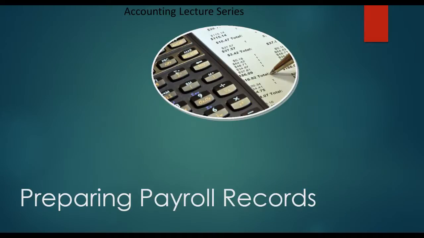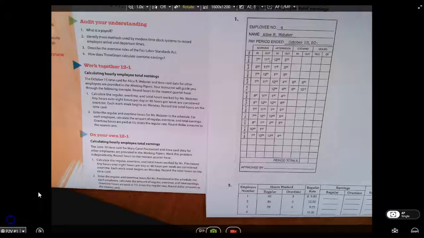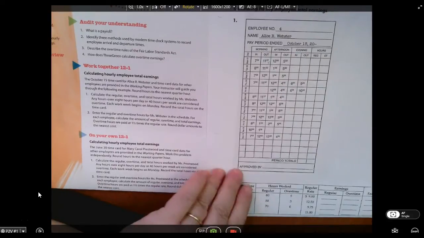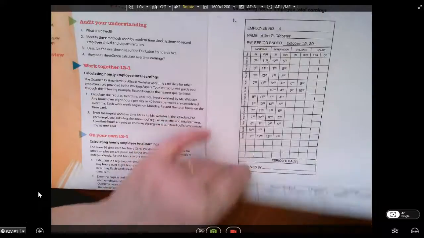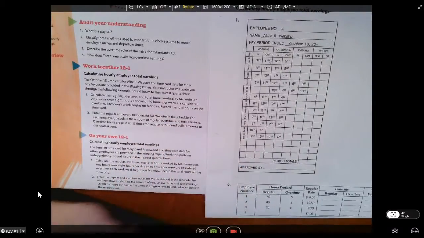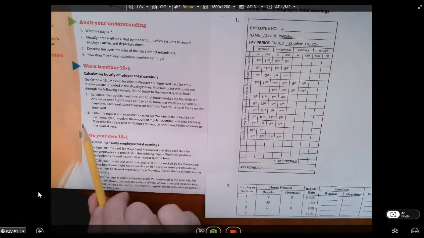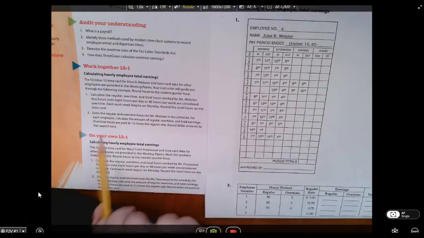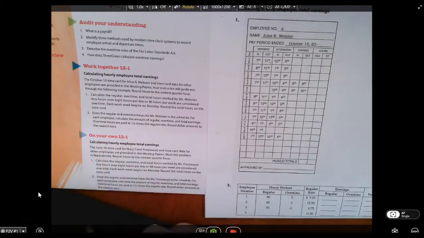Today we're going to learn how to prepare payroll records. What we are going to work on together today is Work Together 12-1 in the book. So I need you to turn to page 313 in your working papers, and here are the instructions from Work Together 12-1. So please pause the video and go ahead and get out your papers.